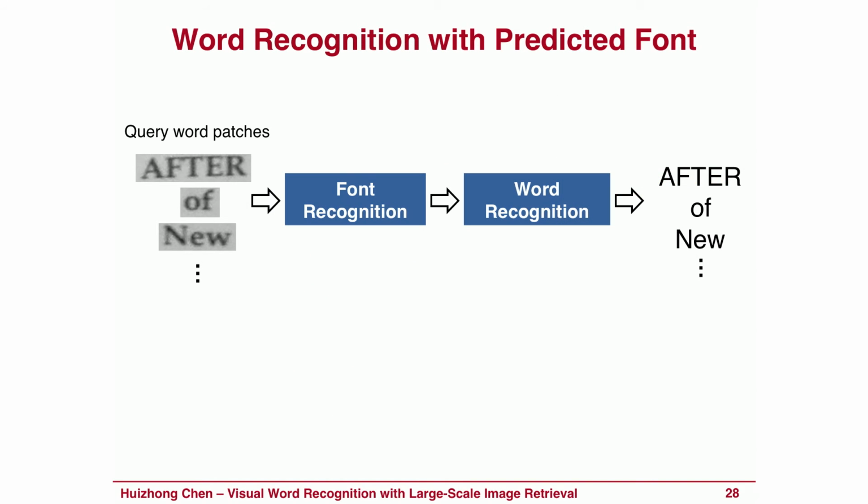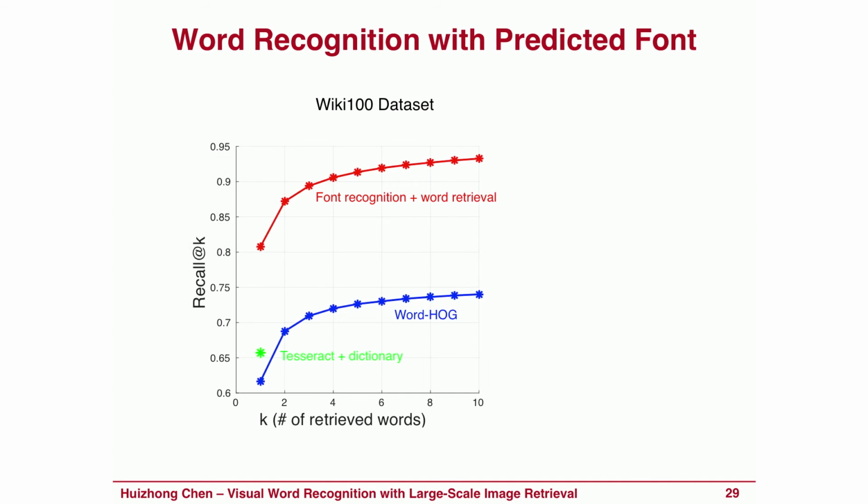We take a step back and see how font recognition facilitates word recognition. Given a set of query word patches, the font is recognized first. We then perform word recognition using the subdatabase associated with the identified font. We conduct a word patch retrieval experiment on the Wiki 100 dataset. Once again, we compare with Tesseract and the Warthog approach. As shown in the figure, our font recognition plus word retrieval scheme greatly outperforms the other benchmark methods.